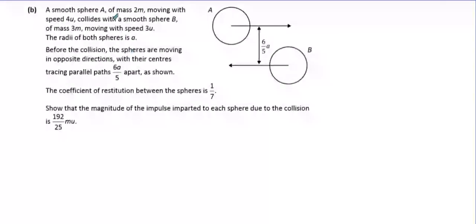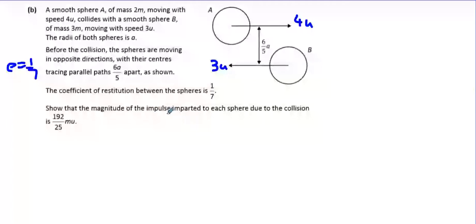A smooth sphere A of mass 2m is moving with speed 4u. It collides with a smooth sphere B of mass 3m moving with speed 3u. B and A are moving in opposite directions according to the arrows. Before the collision, the spheres are moving in opposite directions, with their centres tracing parallel paths 6a over 5 apart. As shown, the coefficient of restitution, the e value, is 1/7.